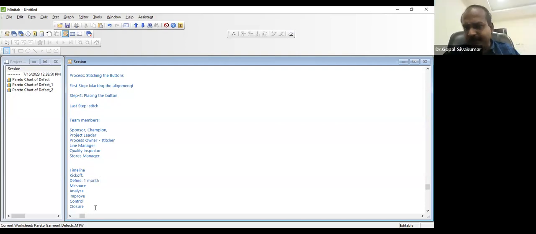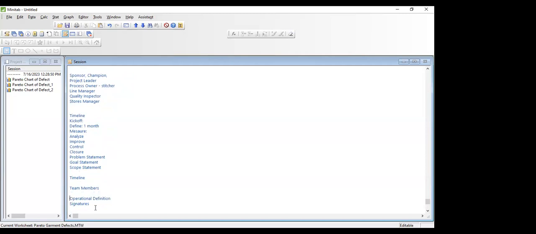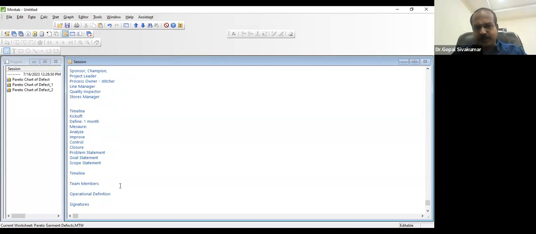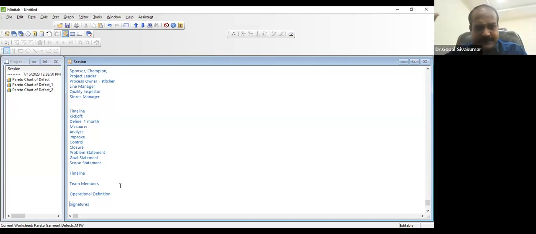Enough? One month time. Similarly, measure. You can allot the time, and that is called a timeline. And then finally, signature. We are done with the team members, the timeline, and the definitions. Signature: finance controller, project leader, finance controller, and then project sponsor. Now your project charter is ready for submission. Some sample charters we'll see after the lunch break.